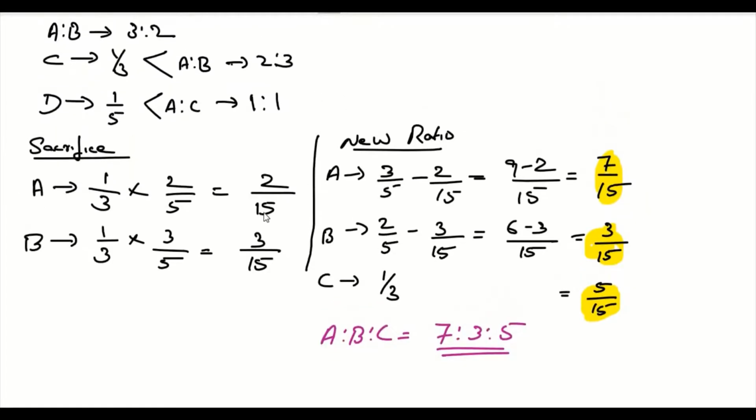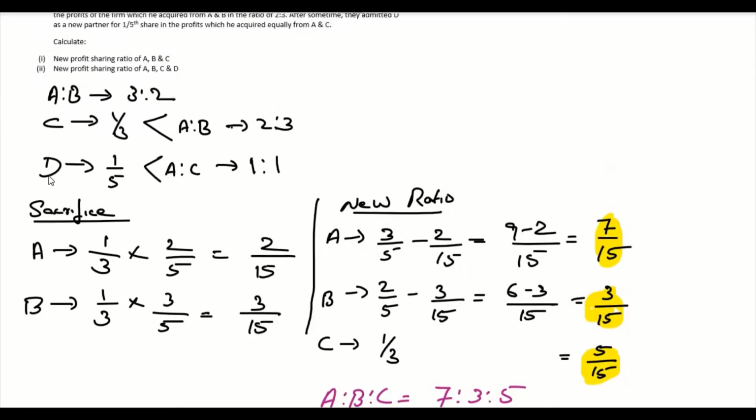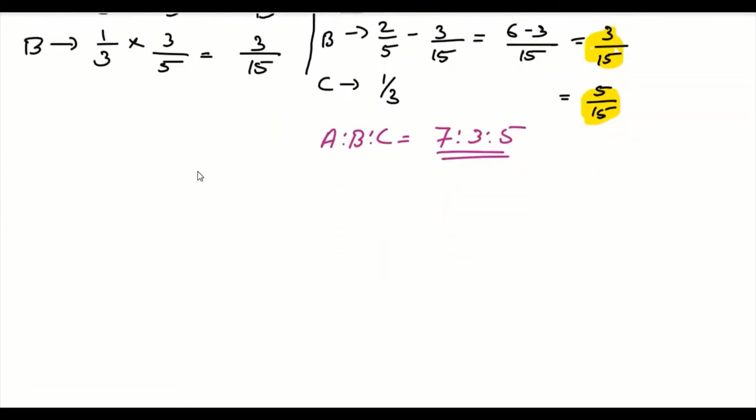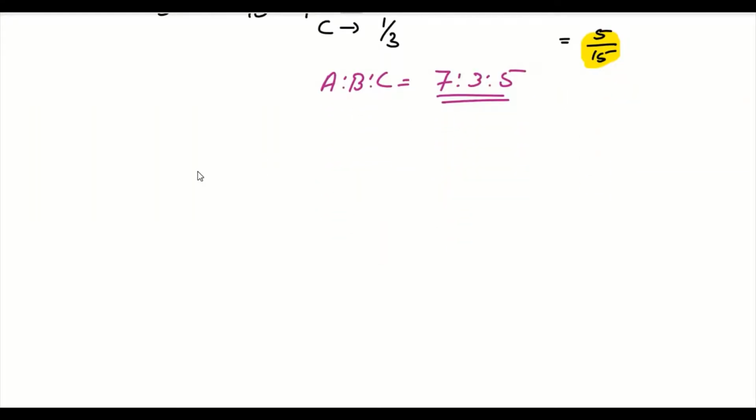Okay, now we have the second scenario here. We are admitting a new partner D for 1/5 share of profit, and this share of profit is obtained from A and C in the ratio of 1:1. Okay, now we need to find the new sacrifice for D.